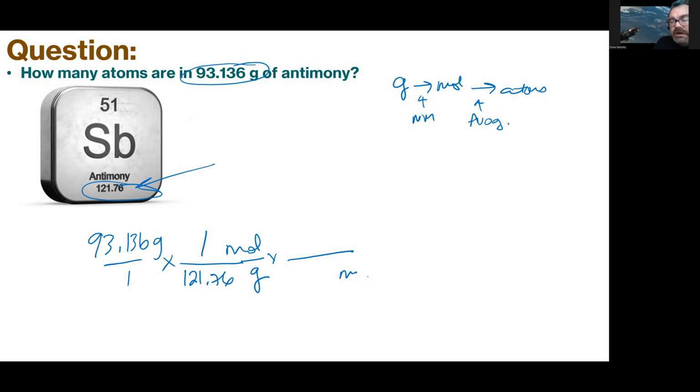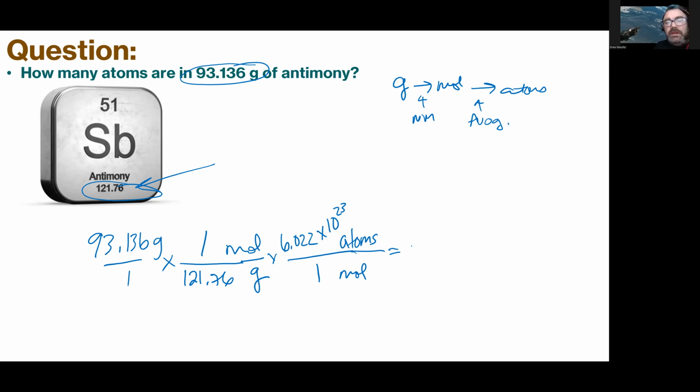Moles has to go on the bottom, and atoms has to go on the top, so the moles cancel out. Avogadro's number tells us how many things are in 1 mole. So this is 1 mole. And Avogadro's number is, if we remember this, 6.022 times 10 to the 23rd atoms. Grams cancel, moles cancel, atoms are left over, that's what we got.